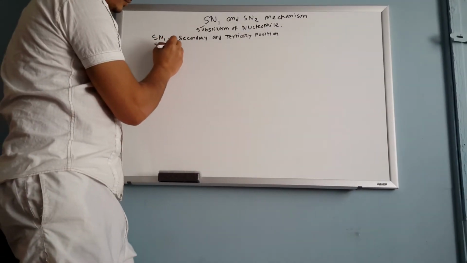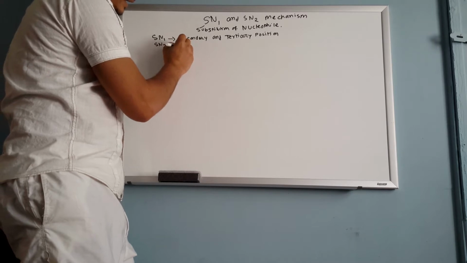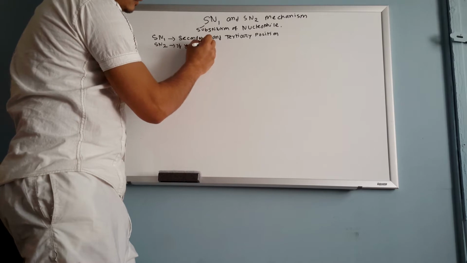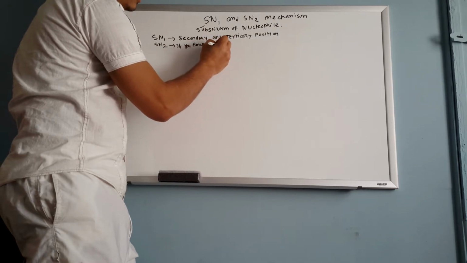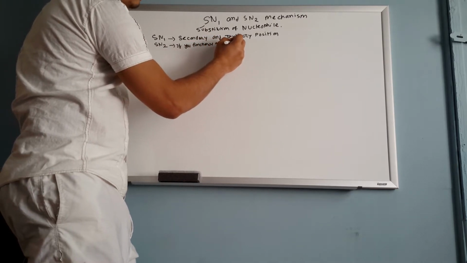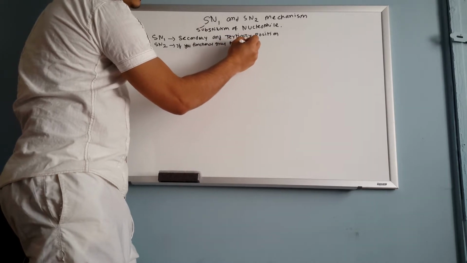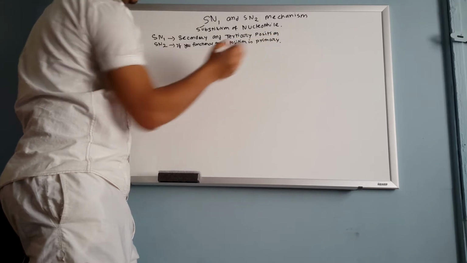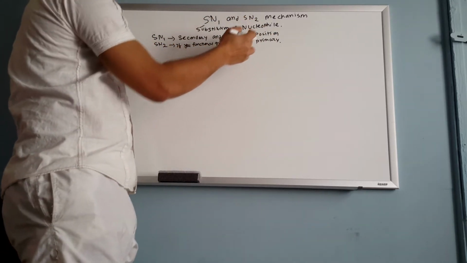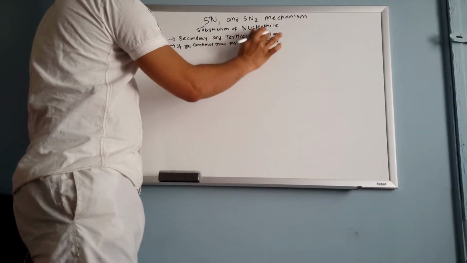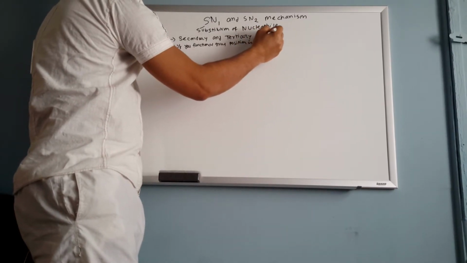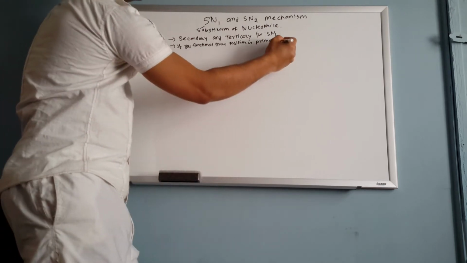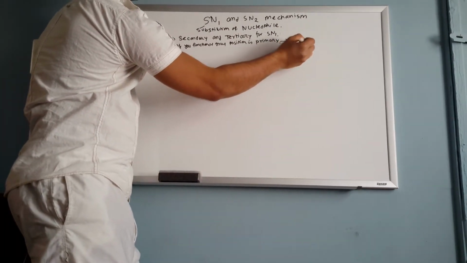SN2, if your functional group position is primary. So secondary and tertiary are for the SN1 mechanism, and primary is for the SN2 mechanism.